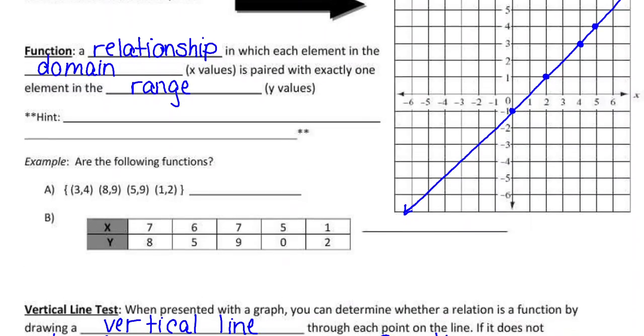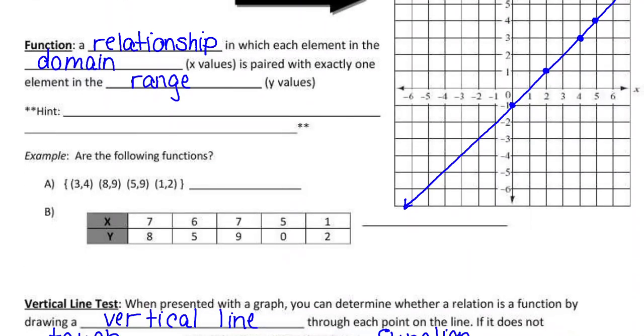Okay, so let's talk about a function. A function is a relationship in which each element in the domain, or all the x values, is paired with exactly one element in the range, or all the y values. So a hint in this is the x value cannot repeat. And that's the main idea of it. We need to be able to make a nice, pretty straight line with no x values repeating because that means they're going to overlap. I'm going to show you what it looks like on a graph.